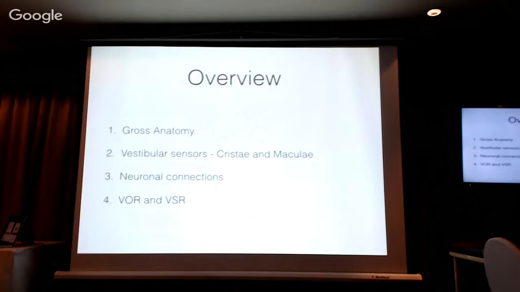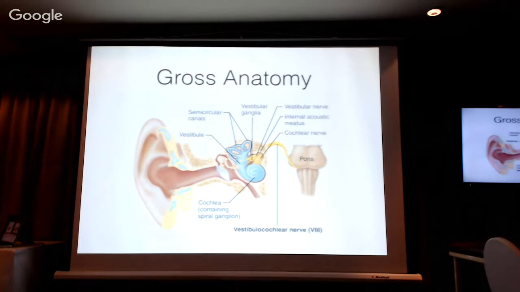I will be touching on those both in this short presentation. I will be giving you an overview of the gross anatomy, and then the two vestibular sensors, cristae and maculae, how they are located and what their function is, and the neuronal connections between the vestibular system and the other systems that we talked about, and specifically about these two reflexes, vestibulo-ocular reflex and the vestibulo-spinal. Okay, so with those objectives in our mind, let's move on to the anatomy.